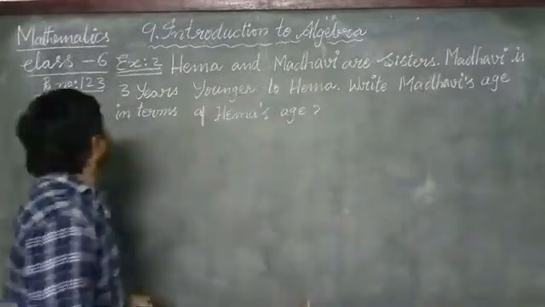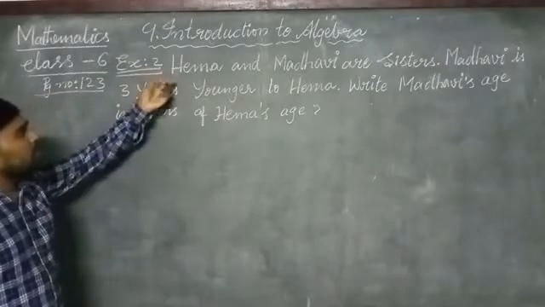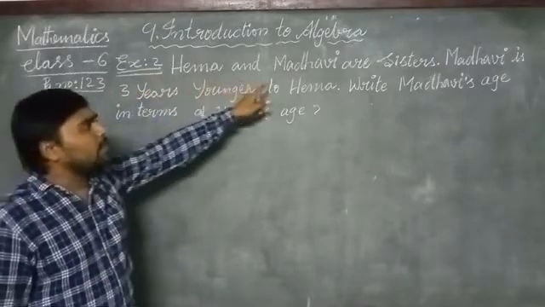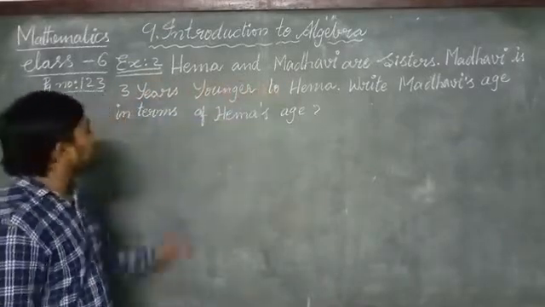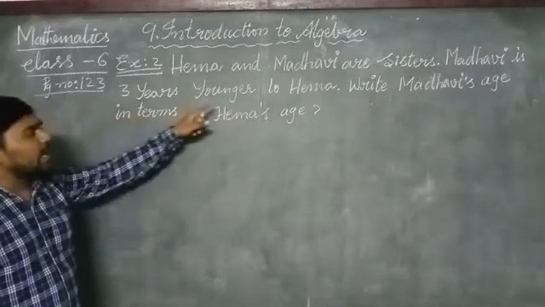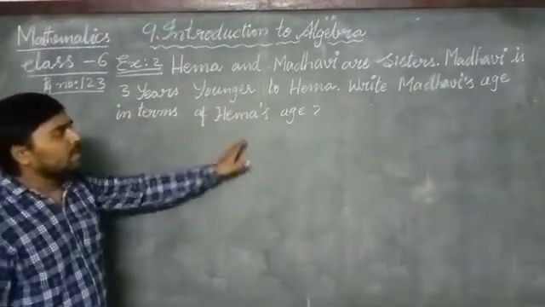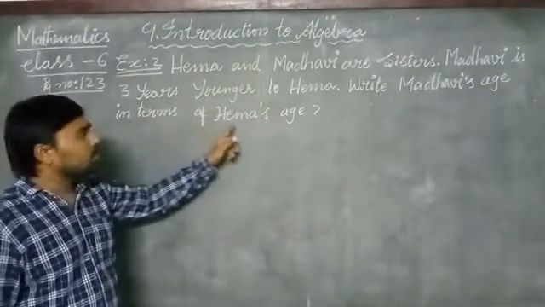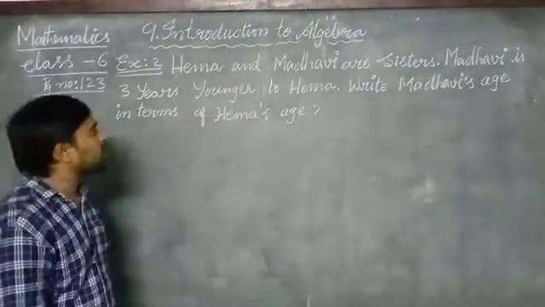Good morning, children. Today in this class, I am going to do the second example on page number 123. Okay. The second example is: Hema and Madhavi are sisters. Madhavi is 3 years younger to Hema. Write Madhavi's age in terms of Hema's age. This is the given question.